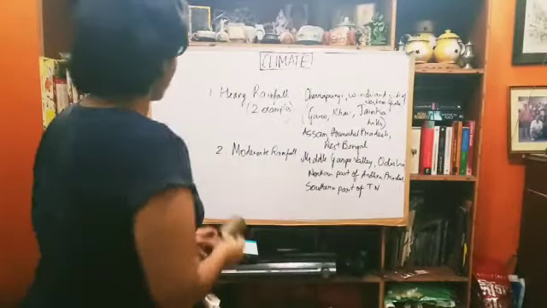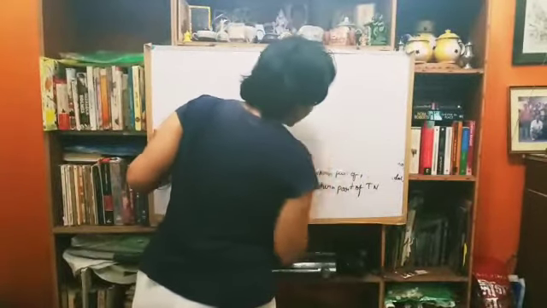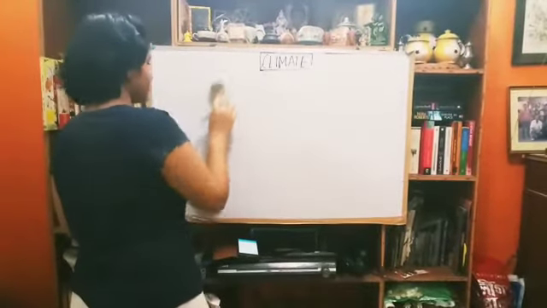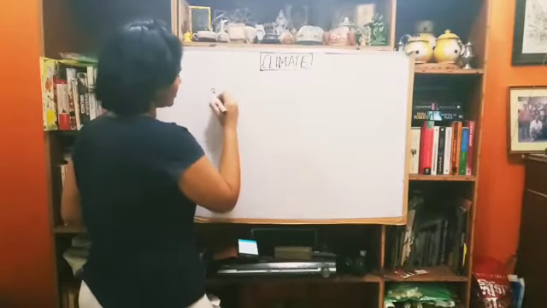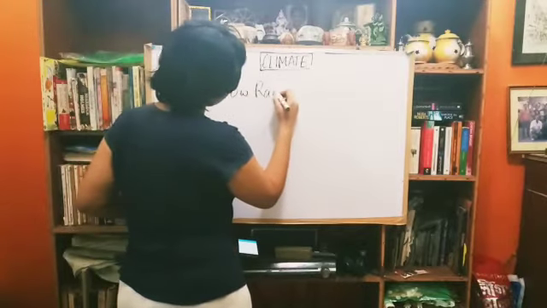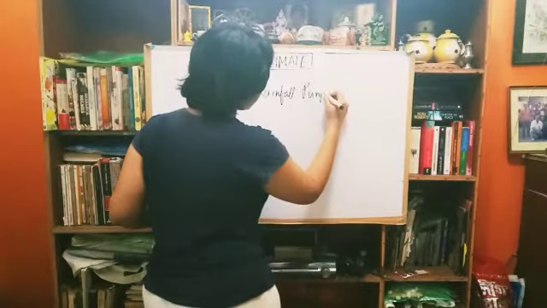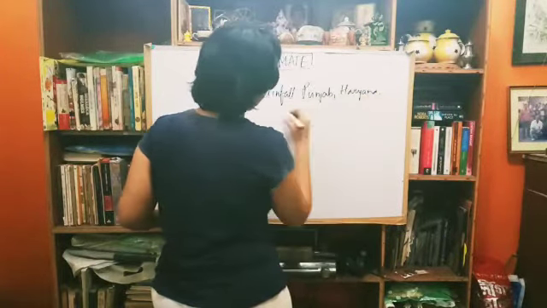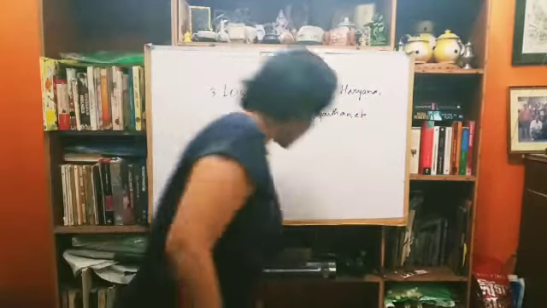Then we have the low rainfall region. The low rainfall region is majorly the leeward side of the Western Ghats. Then we have parts of Punjab and Haryana. We have parts of Rajasthan, low rainfall. We have Punjab, Haryana, parts of Rajasthan, etc. And lastly, we have the scanty rainfall region.